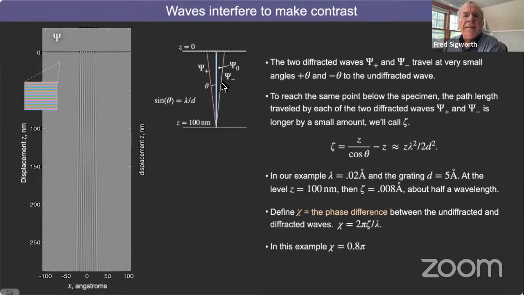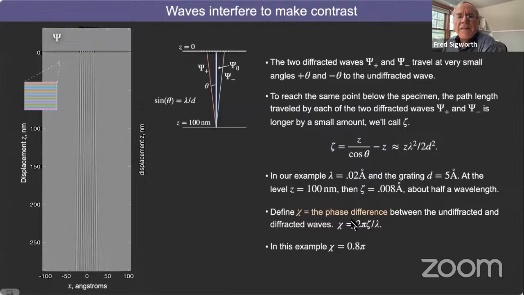The point here is that the diffracted waves have a different path length. The path length is longer by a small amount, which we'll call zeta, and here's a formula for it. And here's an example. If we're using 300 keV electrons, and the grating is 5 angstroms, and if we sit here at 100 nanometers below the specimen, then the difference in path lengths is 0.8 picometers. It's about half an electron wavelength.